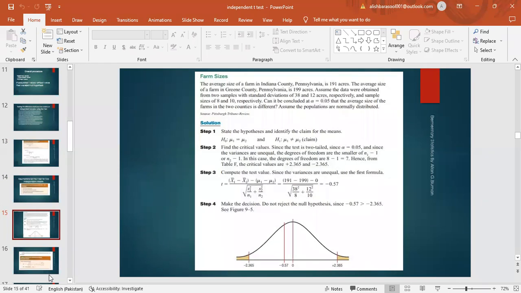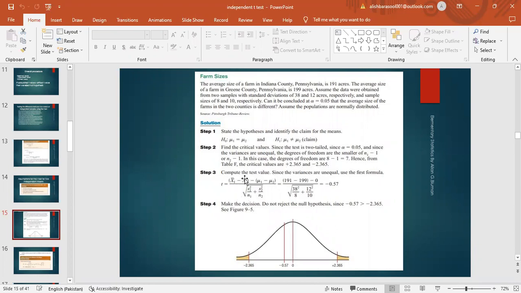So step one: we state the hypotheses and identify the claim. The null hypothesis is mu1 equals mu2, and the alternative hypothesis is mu1 is not equal to mu2. Step two: finding the critical value. Since the test is a two-tailed test, alpha is 0.05, and the variances are unequal, the degrees of freedom are the smaller of n1 minus 1 and n2 minus 1. In this case, the degrees of freedom will be 8 minus 1, which is equal to 7. Hence, from the table, the critical values will be plus 2.365 and minus 2.365.